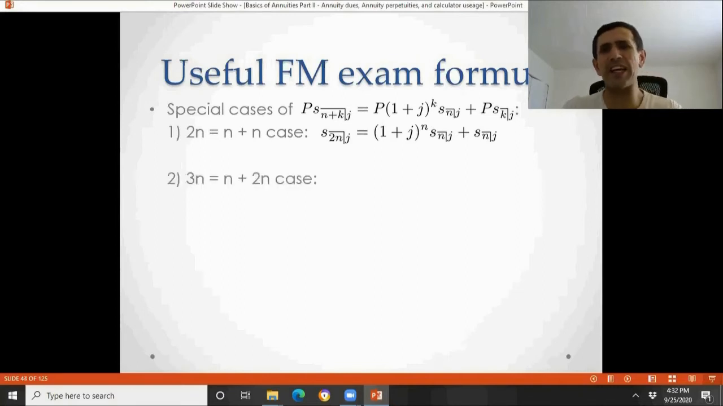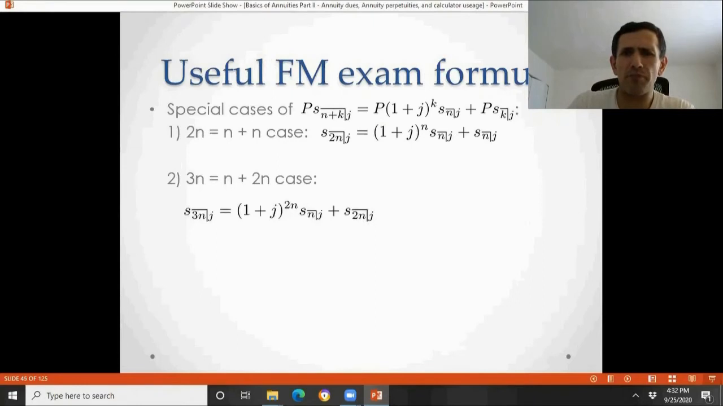Let's plug in K equals 2N. It's P equals 1 again. Obviously 2N is N plus N, and obviously 3N is N plus 2N, so there's no subtlety on the left-hand side here. Here, K is 2N, it's (1 plus j) to the 2N, S_2N,j. So we know what S_2N,j is: it's (1 plus j) to the N, S_N,j plus S_N,j.